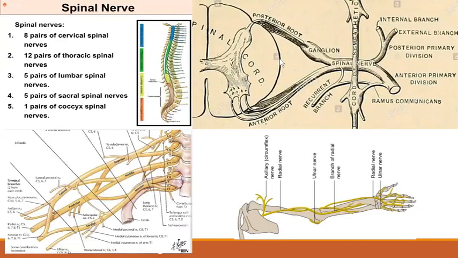The spinal nerve is formed by two roots, the dorsal root and the anterior root, which come out of the spinal cord. The dorsal root is a sensory root having its cell body in the dorsal root ganglion, and the anterior root is the motor root. They both combine to form a spinal nerve, and we have 8 pairs of cervical spinal nerves, 12 pairs of thoracic spinal nerves, and 5 pairs each of lumbar and sacral spinal nerves.